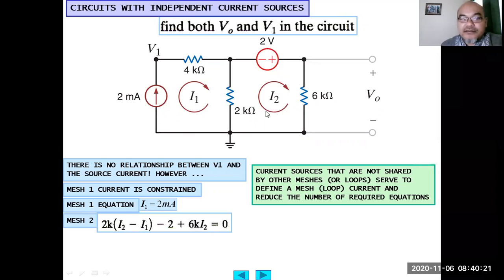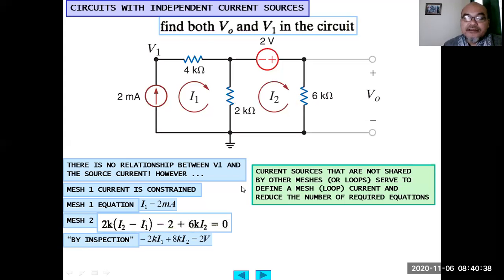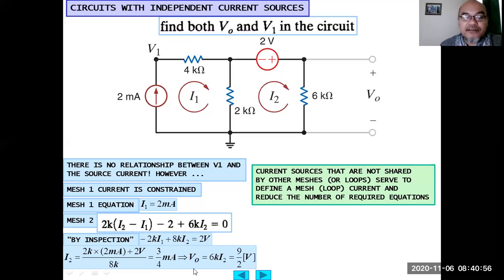At mesh 2, this will be 2 kilo ohm, I2 negative I1, then this is a voltage increase, or basically a negative voltage drop, so negative 2 plus 6 kilo ohm multiplied by I2. So by inspection, we obtain negative 2 kilo I1 plus 8k I2 equals 2 volt. Then we can calculate further that I2 equals 2k I1.